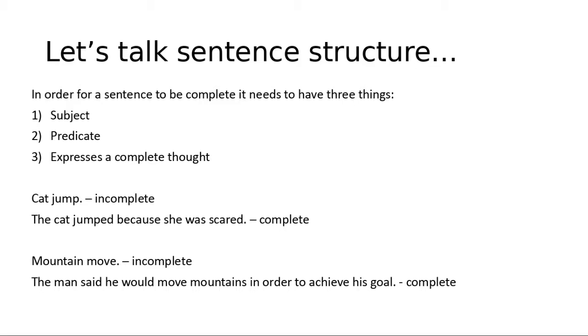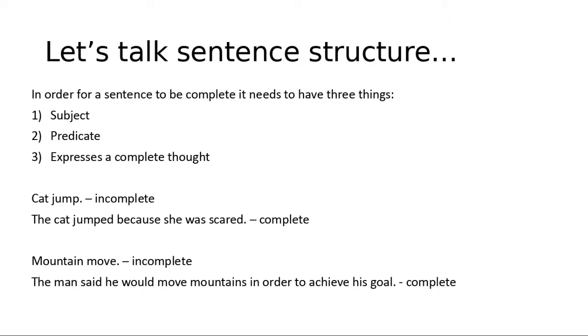Some might say, oh, well, it has a subject and it has a verb, which I know is included in a predicate. It does have those things, but it doesn't express a complete thought. Whereas if you look at this below it, the cat jumped because she was scared. That does express a complete thought, right?